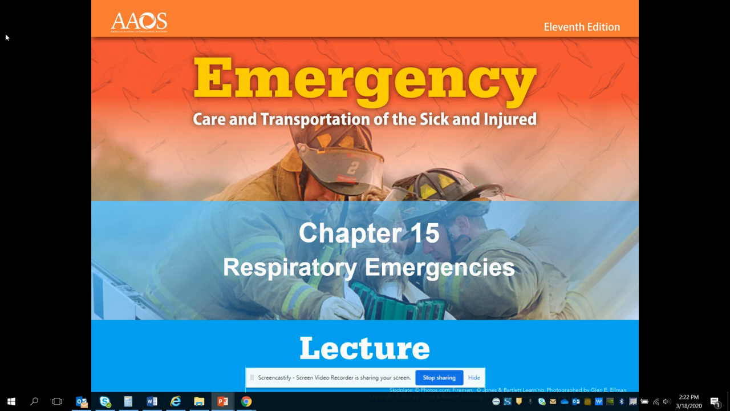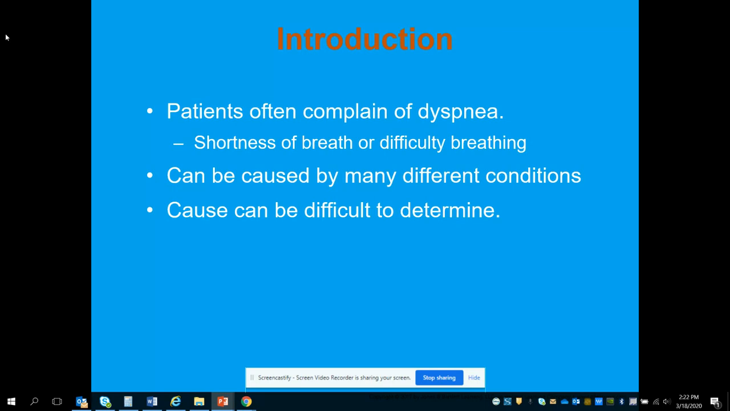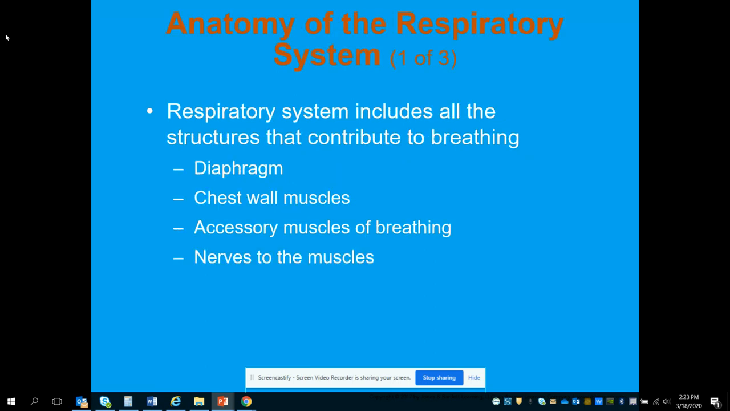Right, so let's take a look at Chapter 15, which is going to be talking about respiratory emergencies. As we know, the term dyspnea means shortness of breath or difficulty breathing, and there are a lot of different conditions that can cause this. And so the cause itself, or what's causing the patient's condition today, can sometimes be difficult to determine.